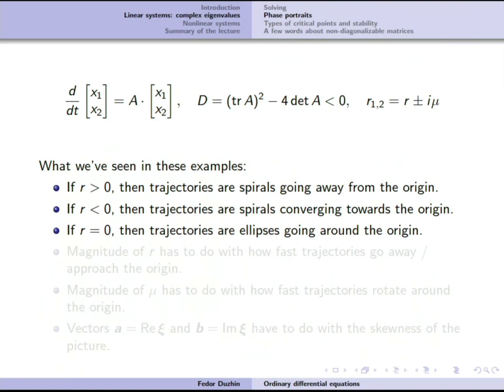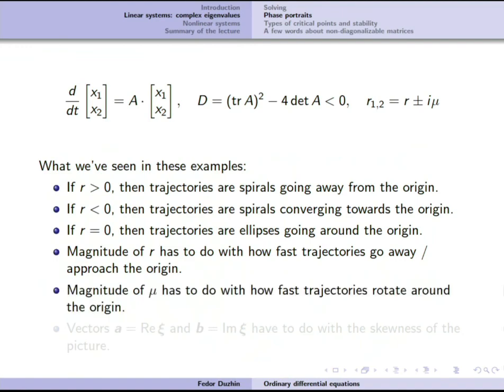The magnitude of R, so how big it is, let's remember that it is e to the power RT, so it has to do with how fast they go away or towards the origin. And mu has to do with how fast trajectories rotate around the origin, but that cannot be seen on the phase portrait. And the vectors A and B themselves have to do with skewness, so whether it is round or a bit distorted.